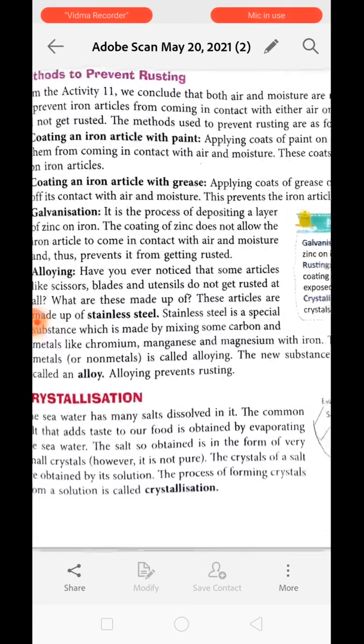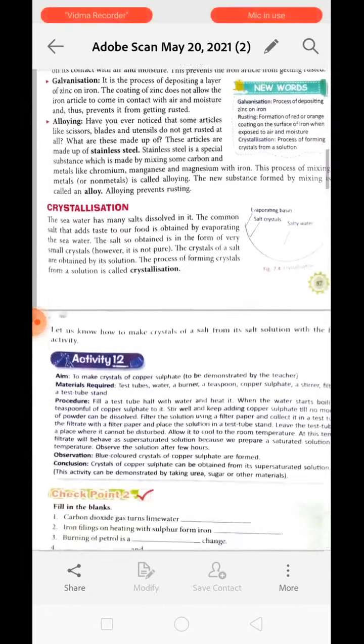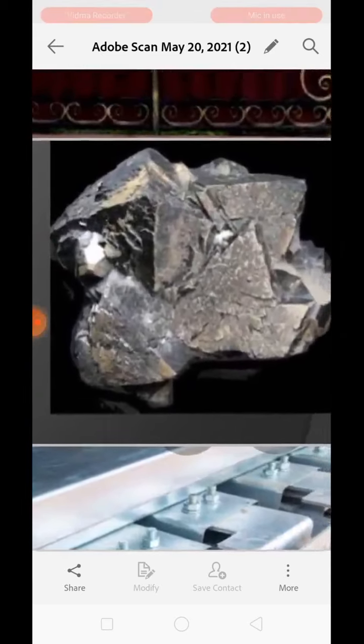Now the next process is galvanization. The process of depositing a layer of zinc on iron. A process of depositing a layer of zinc on an iron object is known as galvanization. This is done by means of the electrolysis process. It is not just putting a layer; we are chemically putting a layer of zinc on iron, which is bonded together.